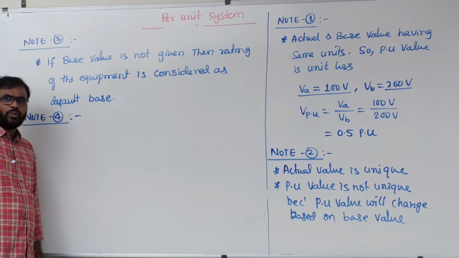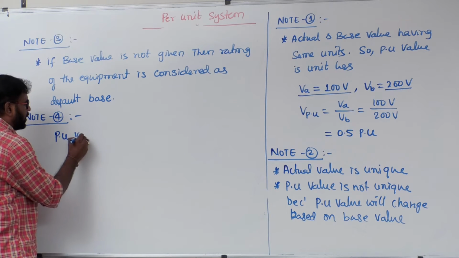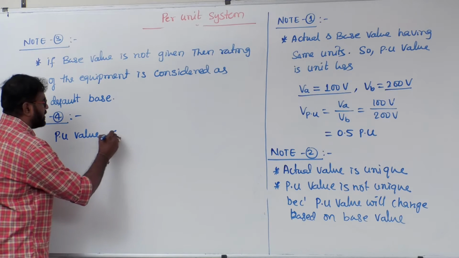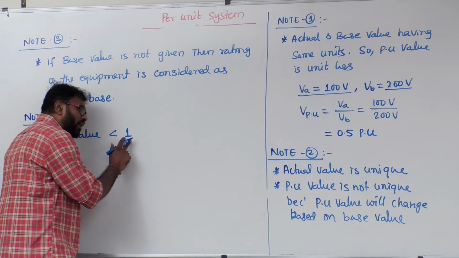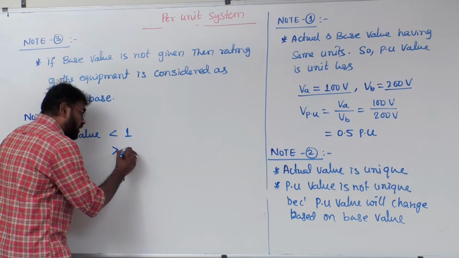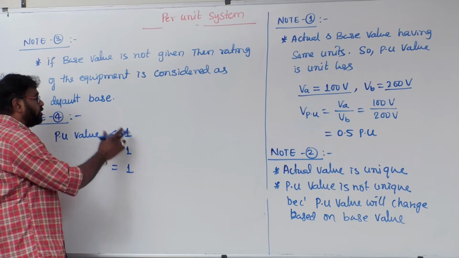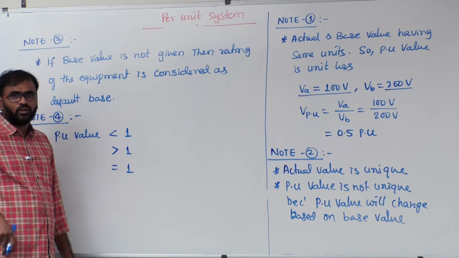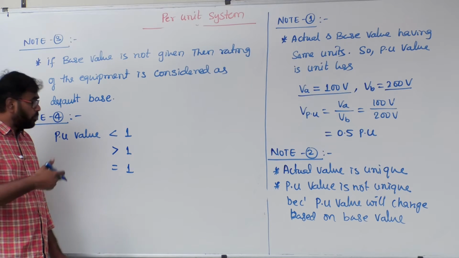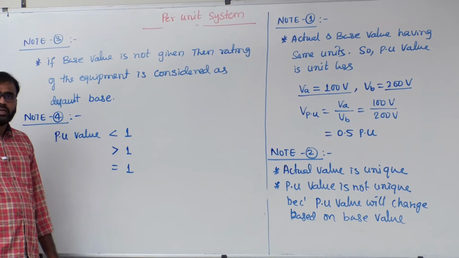Now coming to note number 4. Sir, generally people think the per unit value is always less than 1. Strictly speaking, the per unit value may be less than 1, may be greater than 1, may be equal to 1. Don't assume that the per unit value is always less than 1, and don't restrict it to less than 1.